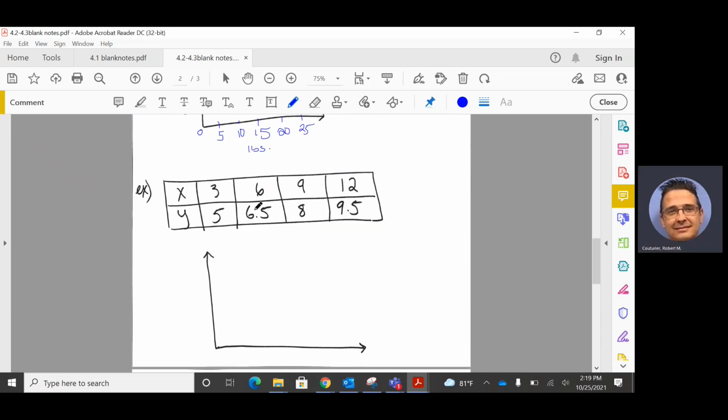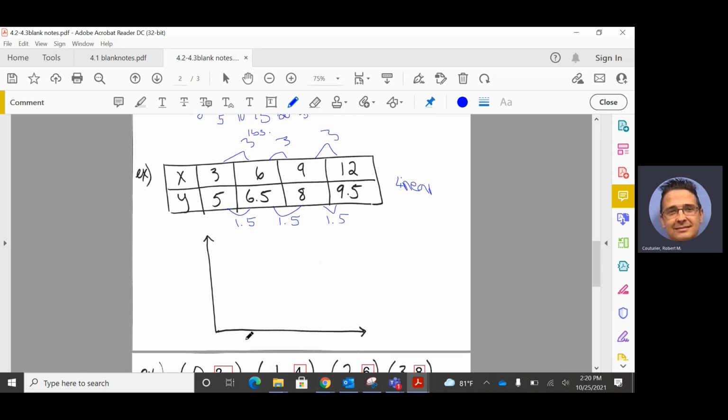Here is another graph that they gave us. Let's see, can we figure out anything about this? This is going up by 3. This is going up by 3. It's going up by 3.5. The difference here is 1.5. I can tell this is linear. But if we were going to graph it, we just got to be careful when we graph these, right? We can do it in a multitude of ways.